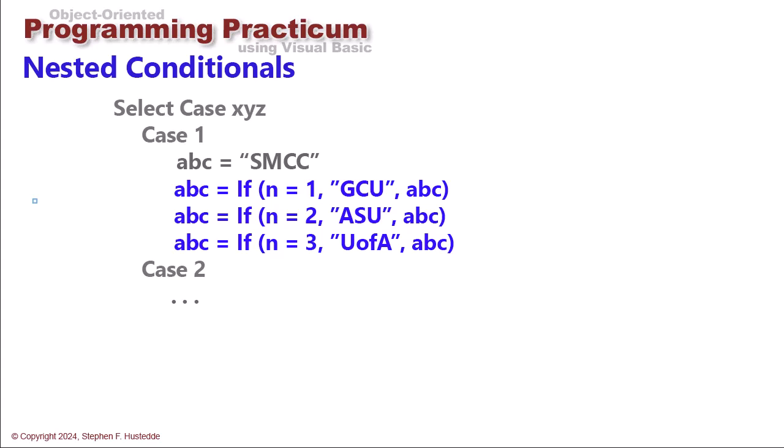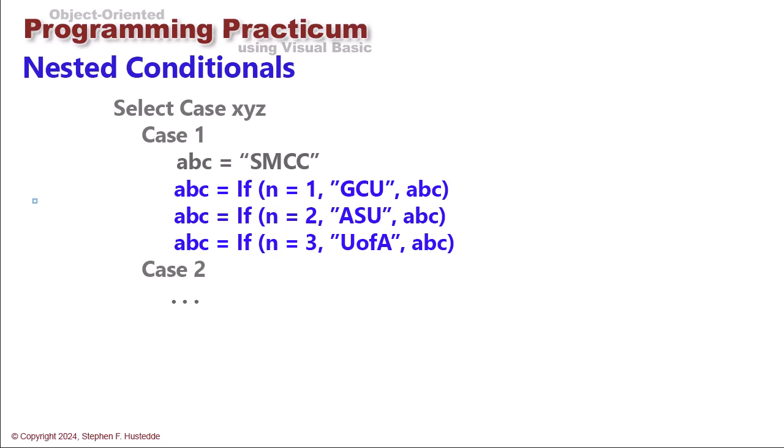We can also use ternary conditions here. So here, case 1, ABC equals SMCC, and then we'll test to see if n equals 1. If it does, we're going to change the ABC to GCU. If it's 2, we'll change it to ASU. If it's 3, we'll change to U of A. If it's not any of those, it remains SMCC. And of course, we can also put a select case inside of an if-else structure if we want it.